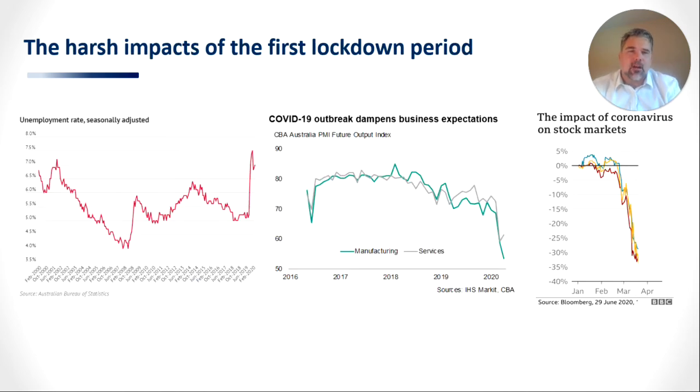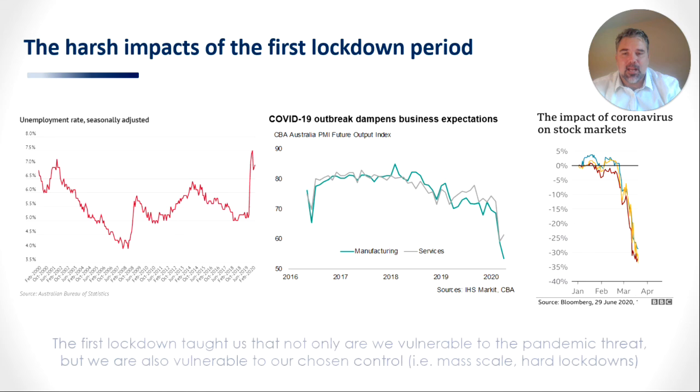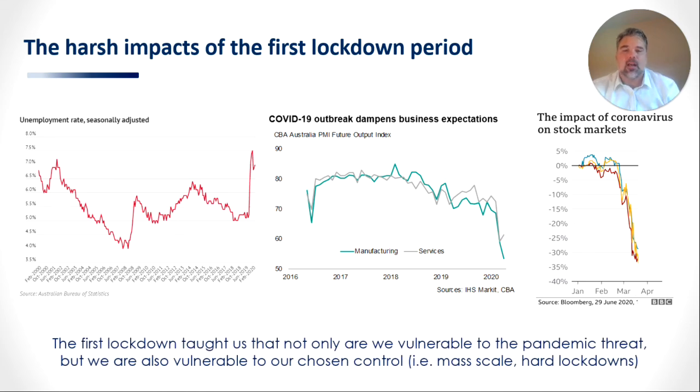So after that lockdown period, what we actually learned was something very interesting. We saw our unemployment rate go through the roof. We saw our national earnings go through the floor. And we saw stock markets take record hits. And what we actually now realized was that the first lockdown was teaching us that not only are we vulnerable to the pandemic threat itself, but we are also vulnerable to our chosen control. In other words, mass-scale hard lockdowns were hurting us.